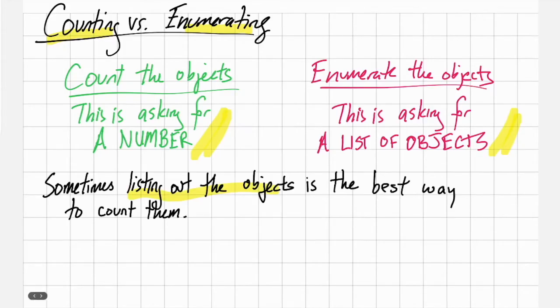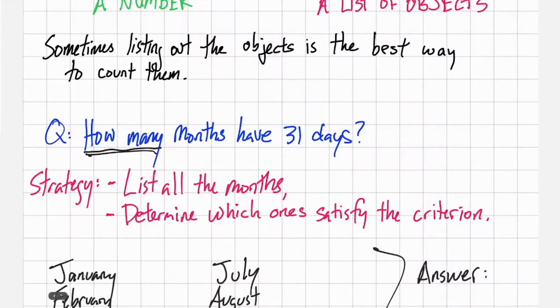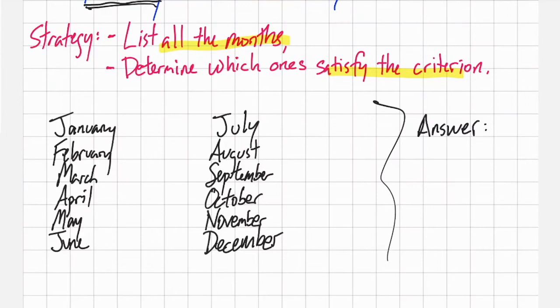For example, let's say we were trying to count how many months have 31 days. A strategy to approach that question would be to list out all the months and determine which ones satisfy the criterion that they have 31 days. Here we've enumerated all the months, and the ones with 31 days are January, March, May, July, August, October, and December. And so if we count the check marks, the answer is that there are 7 months with 31 days.